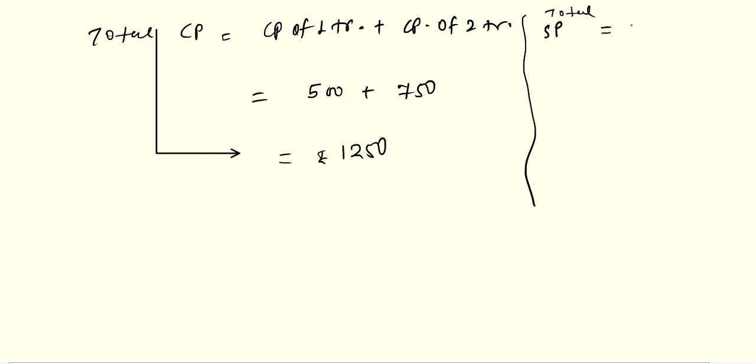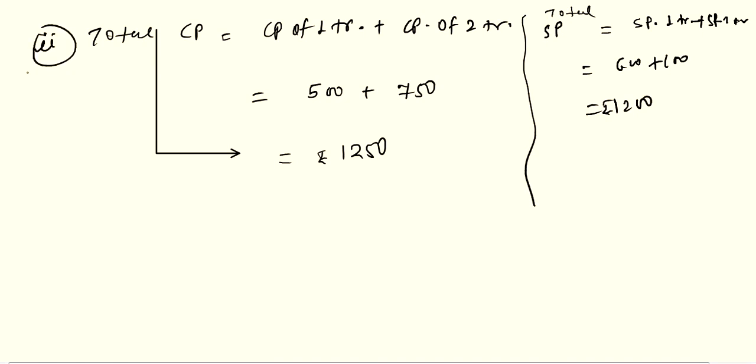सेलिंग प्राइस एक ट्रांजिस्टर का 600 है और दो ट्रांजिस्टर्स हैं, तो सेम सेलिंग प्राइस ऑफ फर्स्ट ट्रांजिस्टर प्लस सेलिंग प्राइस ऑफ सेकेंड ट्रांजिस्टर, so 600 plus 600, answer is 1200. So this is the answer of the second question.